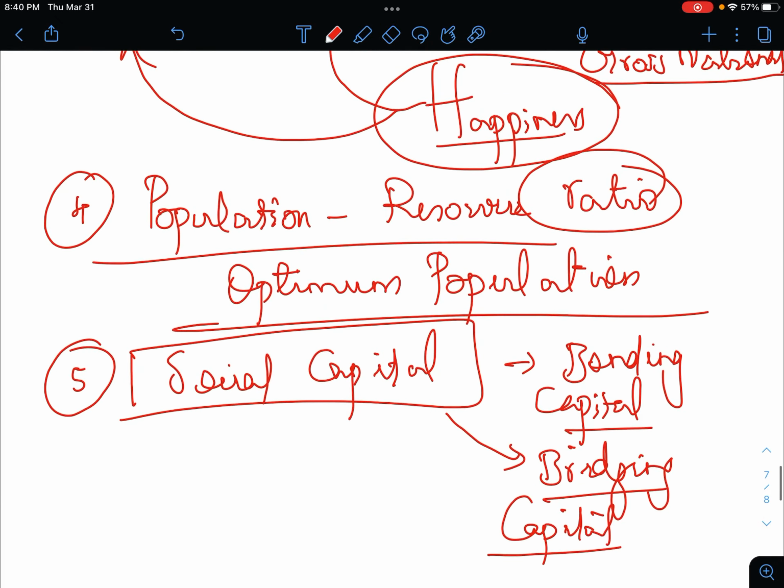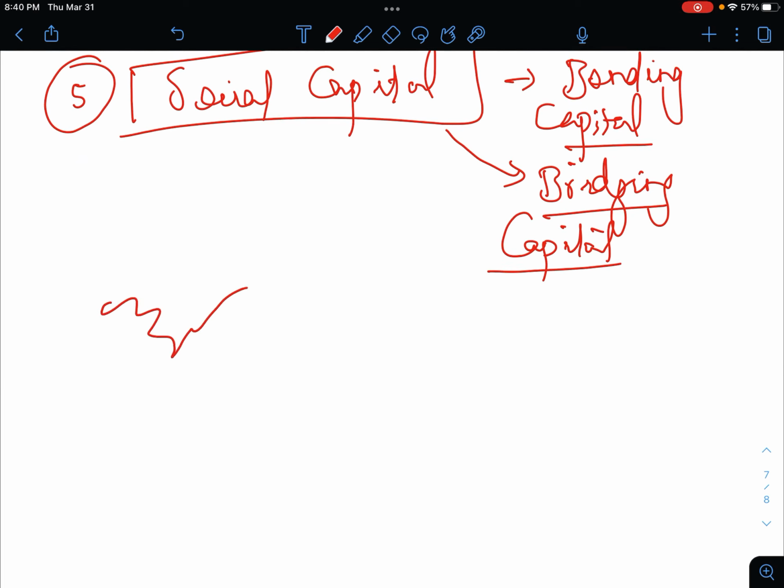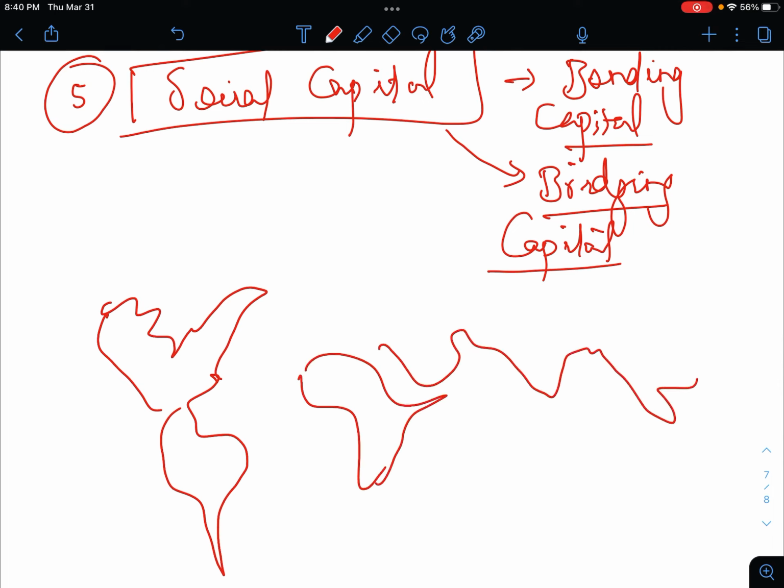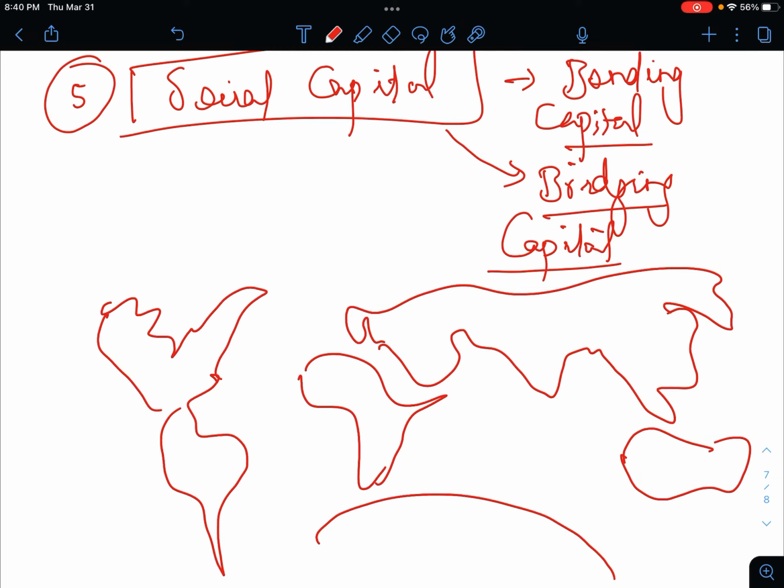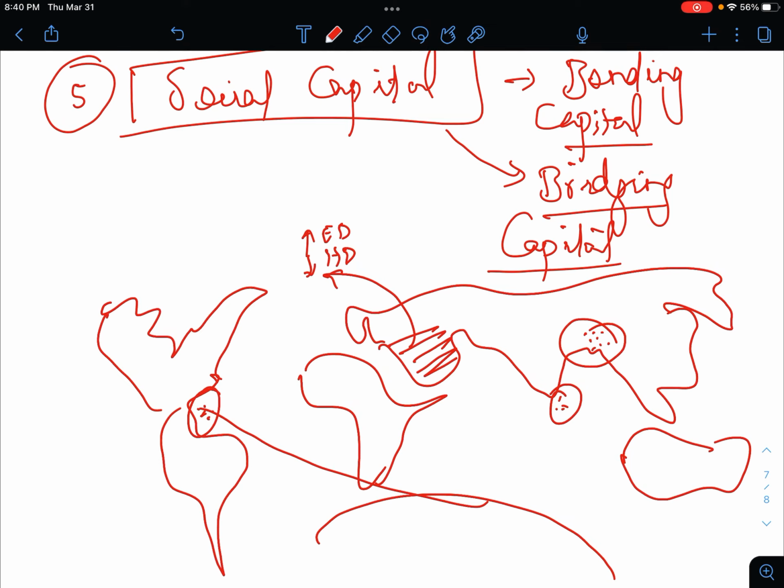And you must put a diagram for this also. In these areas you have high economic development but low human development, and Bangladesh, Cuba, Sri Lanka, and Bhutan in this area, where you have high human development but less economic development. And with this you finish the answer.